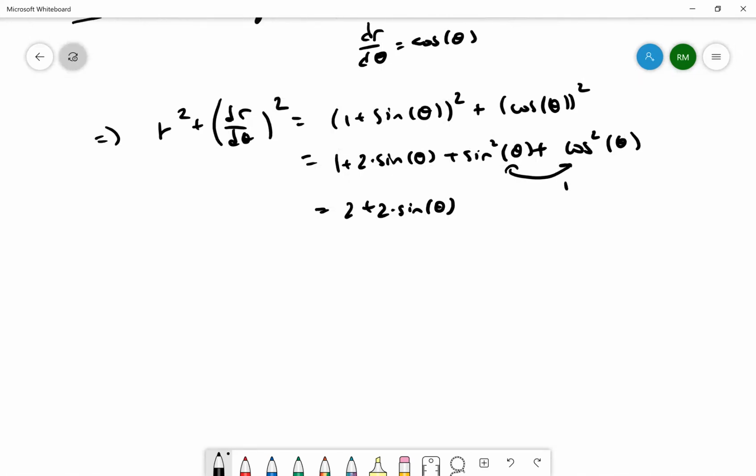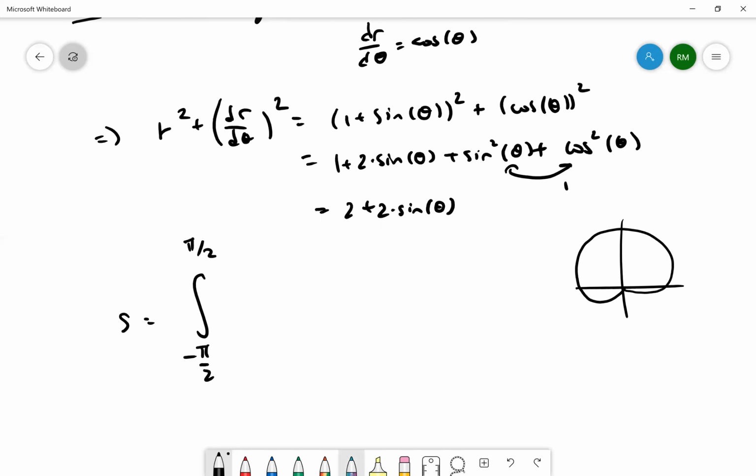So this tells us that our arc length is the integral from negative pi over 2 to pi over 2, 2 times it. So essentially, this cardioid should look something like this. So the arc length will be double what happens on the right side. So we're going to calculate that integral. It's not exactly in the interval, but you get the idea. And it should be the square root of 2 plus 2 sine theta.